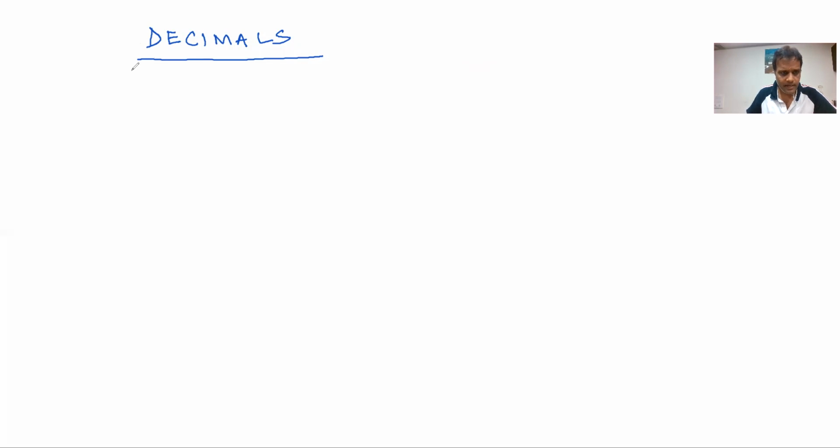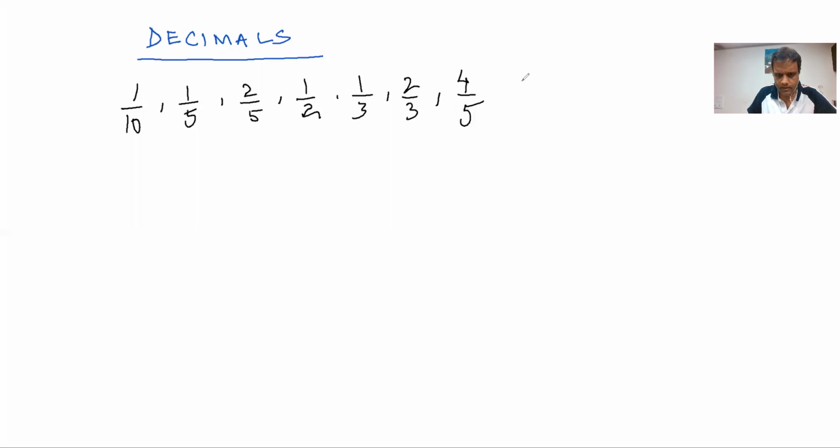But before I begin, let me write some fractions. This we studied in class 5, so I'm sure you know this. Let me give you some examples like 1 upon 10, 1 upon 5, 2 upon 5, 1 upon 2, 1 upon 3, 2 upon 3, 4 upon 5, and maybe one more, say 9 upon 10.